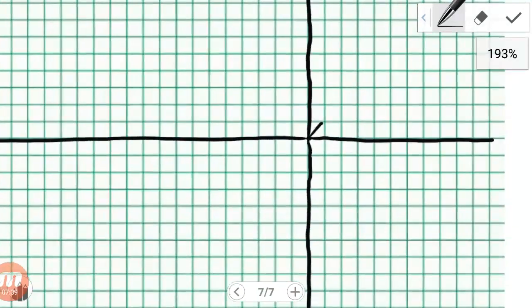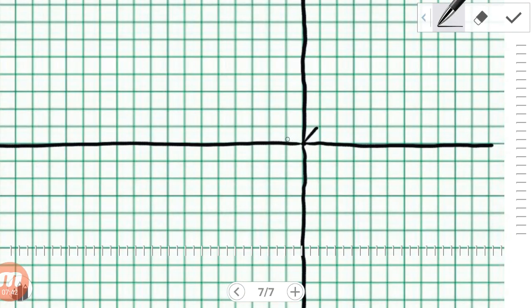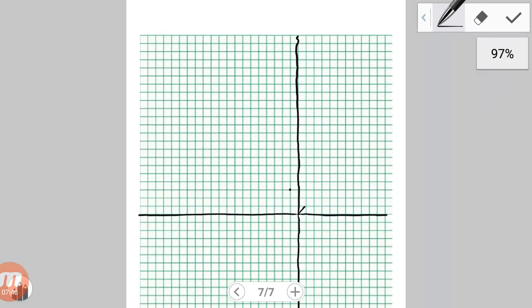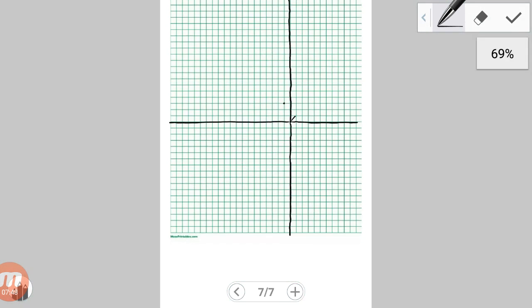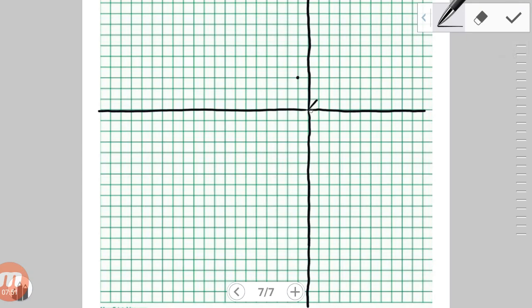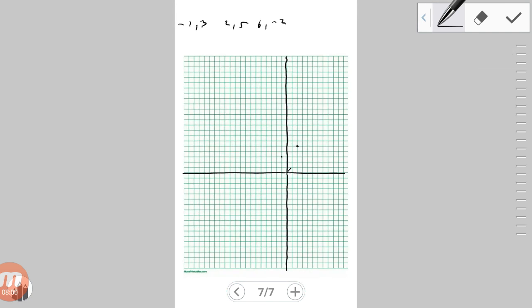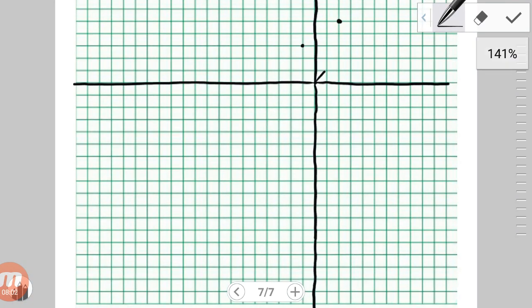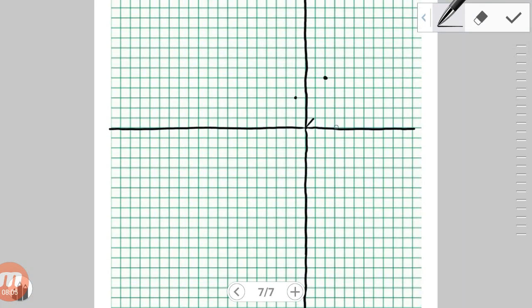-1, 3. Let's come down to our graph here. -1 is to the left and 3 is up, so that's 1, 2, 3. So that's this point position right here. And we have 2, 5. So that's 2 to my right, so that's 1, 2, and 5 up: 1, 2, 3, 4, 5. That's that position right here. And we have 6, -2. So that's 6 to my right, so that's 1, 2, 3, 4, 5, 6. Then 1, 2, -2. So I'm pretty much looking at this position right here.